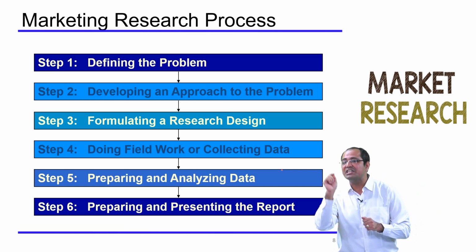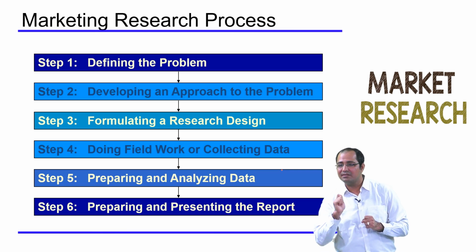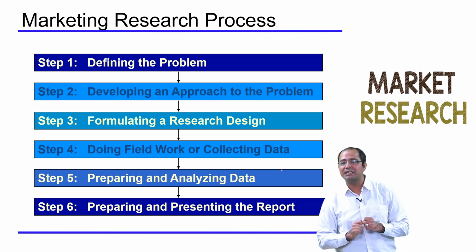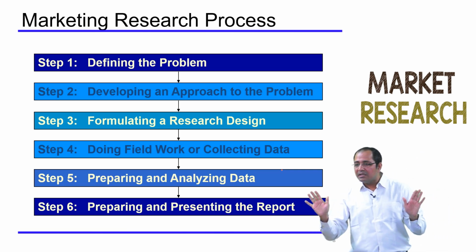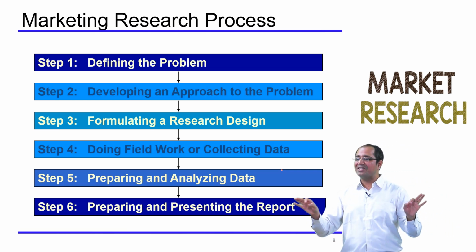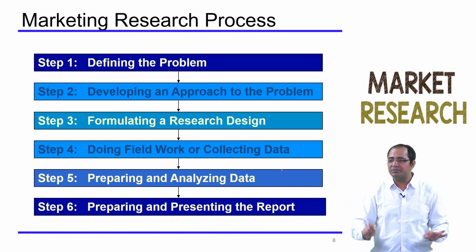Systematic means each step has to be planned, documented, methodologically sound. Objective means the researcher's biases should be kept away. In quantitative research, researcher biases can be easily kept away, but in qualitative it becomes difficult.